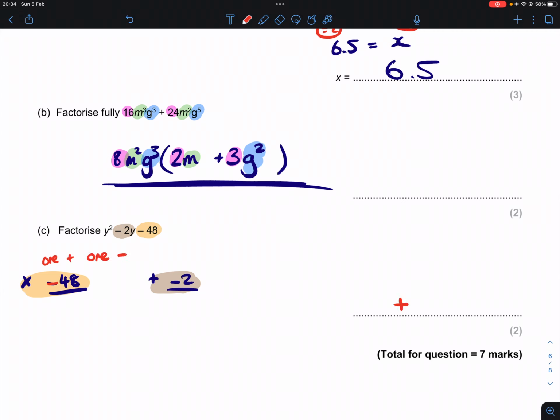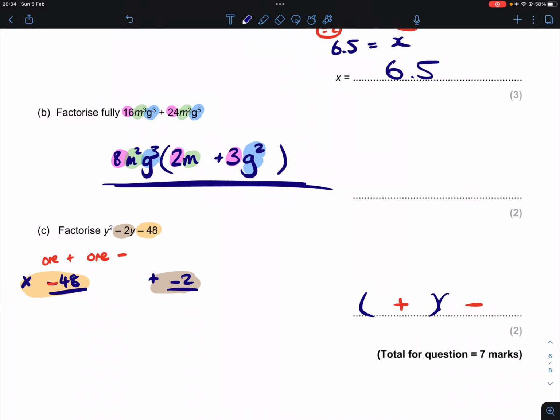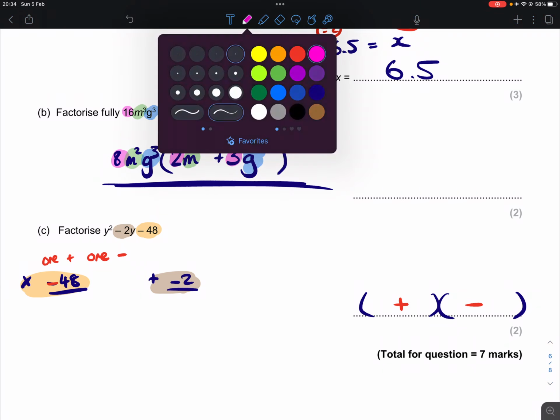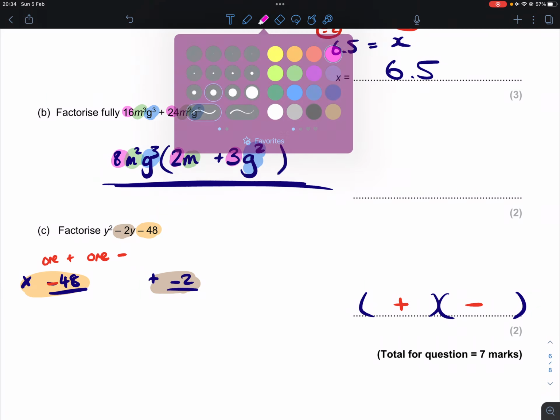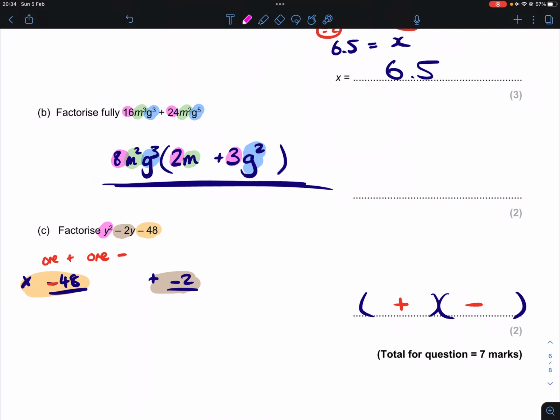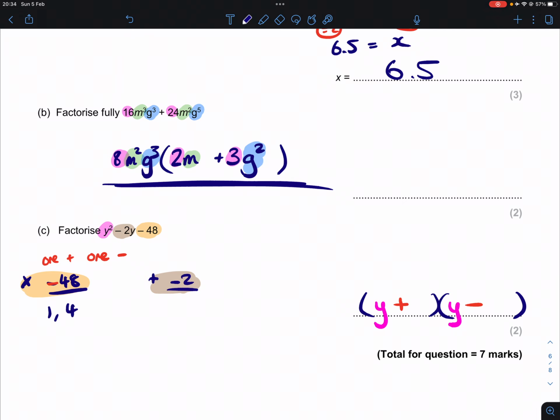So straight away in my answer, or double brackets, I could set up here that we're going to have a plus and we're going to have a minus. The fact that it's non-monic, we have this y squared here. Actually, let me just pick another color for this. The fact that we have a y squared means that we can straight away put y here and here in our answer brackets also. So factors of 48, we have 1 and 48, 2 and 24, 3 and 16, 4 and 12, and 6 and 8.